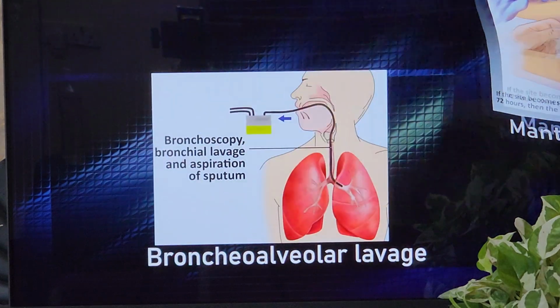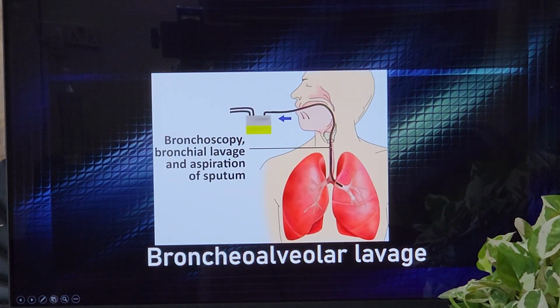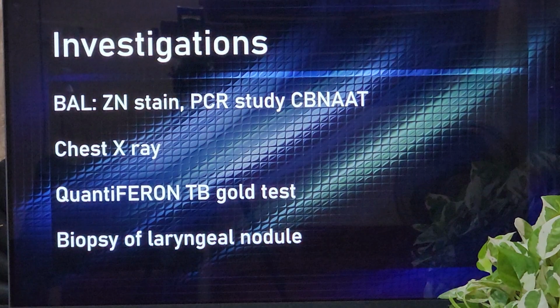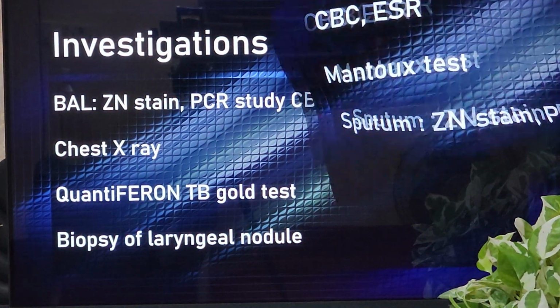Not only that, we would go ahead and do a sputum test, and if sputum is not available, and the patient is not able to bring it out properly, we need to do bronchoscopy and bronchial lavage and aspiration of the sputum and send it for AFB stain, Ziehl-Neelsen stain, and not only that, a PCR study too. The latest being CB-NAT.